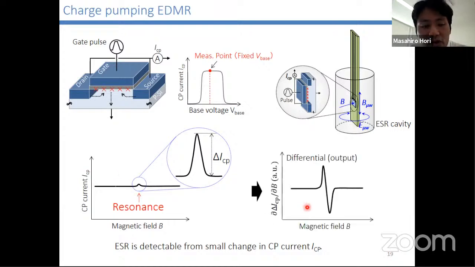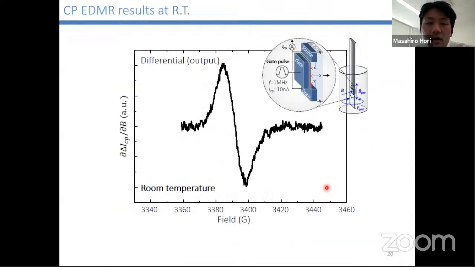So we monitor the current by using a lock-in amplifier. The differential signal is obtained as output, as shown in this figure. From the resonance field, called the g-value, we can obtain information on the defect structure responsible for the charge pumping process. So let me show you the results of the charge pumping EDMR at room temperature.